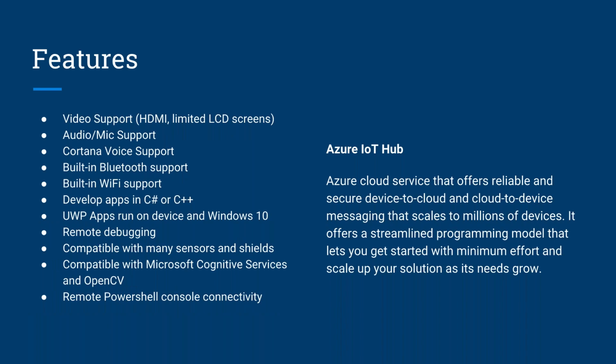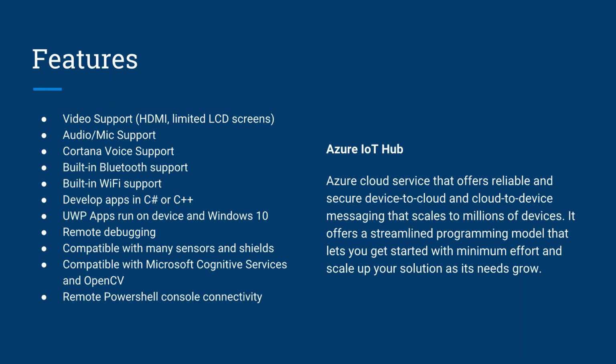So these are some of the features that it has. There's video support via HDMI, which is native to the Raspberry Pi 3 board. There's limited support for some of the Raspberry Pi LCD screens. There are some that work, there's some that don't. It's hit or miss. You probably want to search on that online to make sure that it's compatible. I'll touch on that one later.